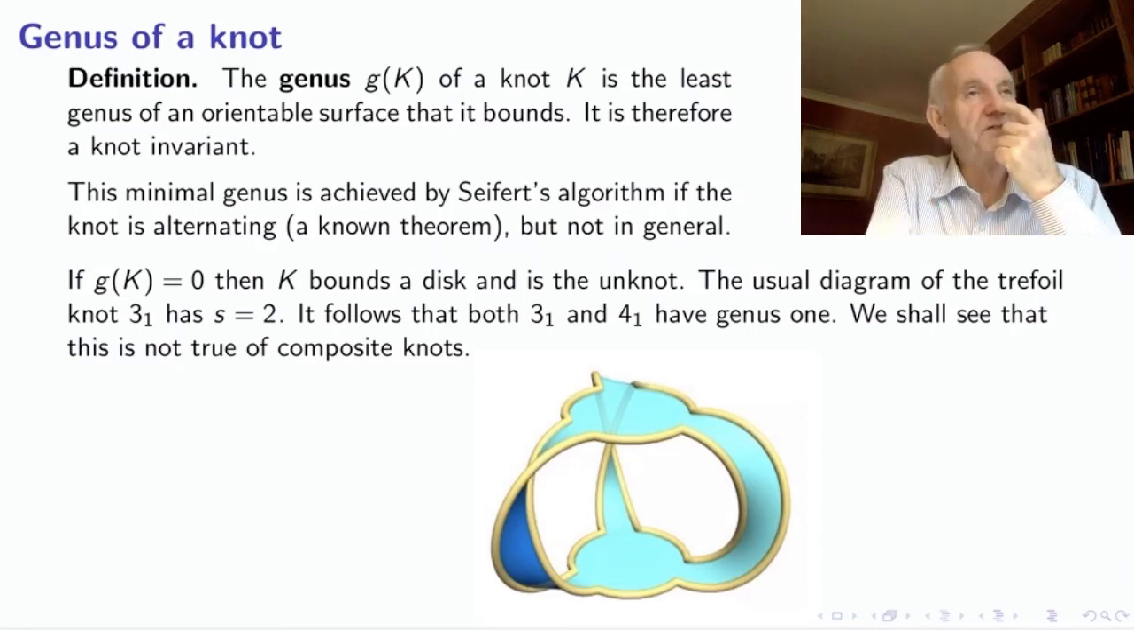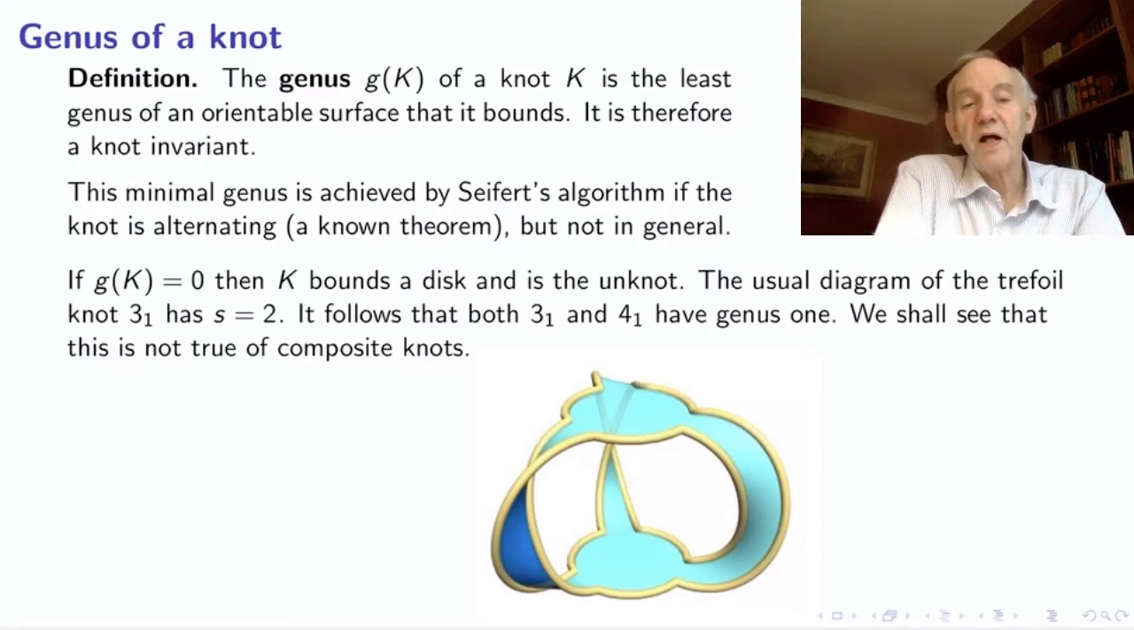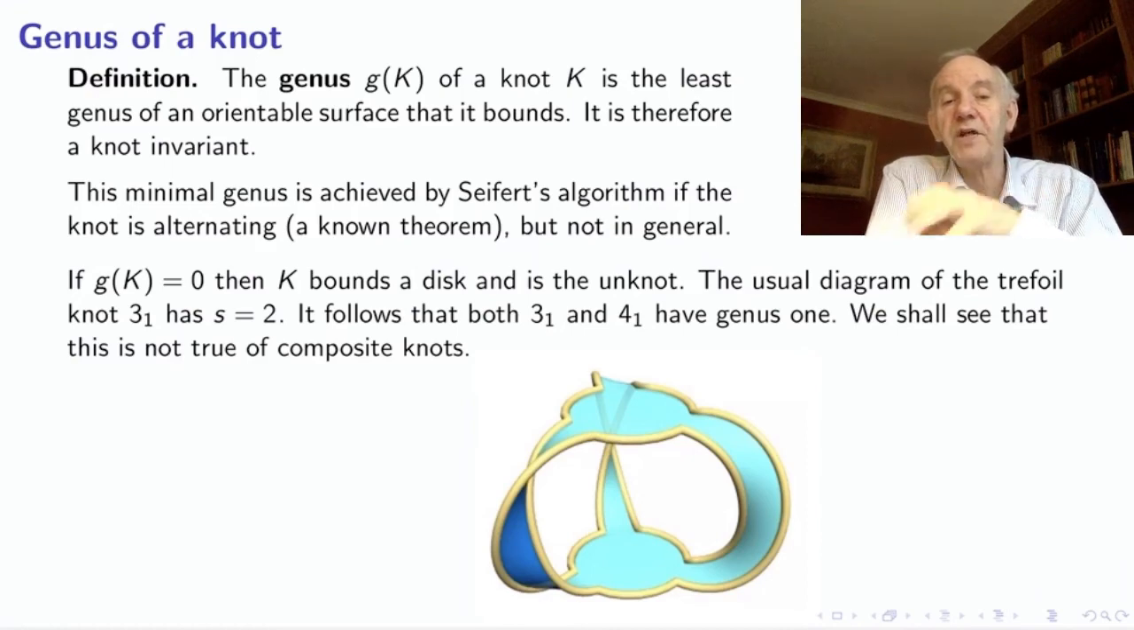It also follows that if the genus is 0, then in the classification of orientable surfaces, the surface would have to be a sphere minus a disk, which is itself a disk. So in that case, the knot bounds a disk, and that means that it has to be the unknot, because you can shrink it in, and it's ambient isotopic to the unknot.